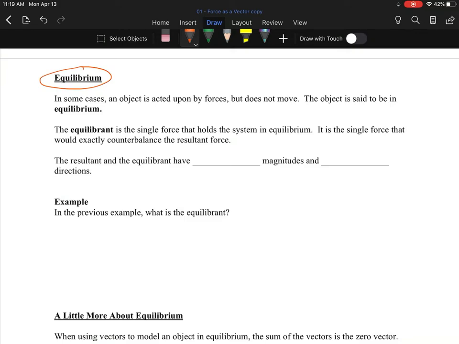So the equilibrant is the single force that holds the system in equilibrium. It is a single force that would exactly counterbalance the resultant force. So the resultant and the equilibrant must have equal magnitudes and opposite directions. If you're going to exactly cancel out a force or exactly balance it, you need to be the exact same size and pointing in the exact opposite direction. In the previous example, what would the equilibrant have been? Well, it would have been 496.7 newtons in the opposite direction.